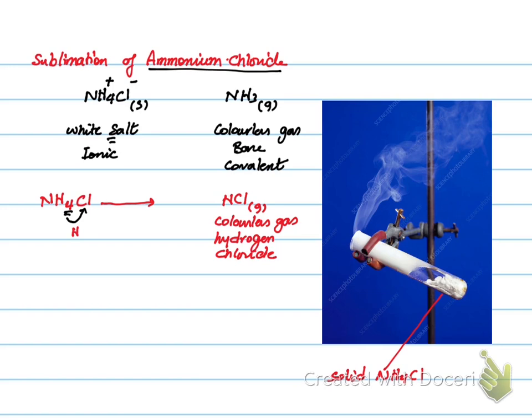So when one hydrogen atom from ammonium goes to chloride to form hydrogen chloride, 3 hydrogen atoms are left with nitrogen to form ammonia gas. It's a colorless gas called ammonia.